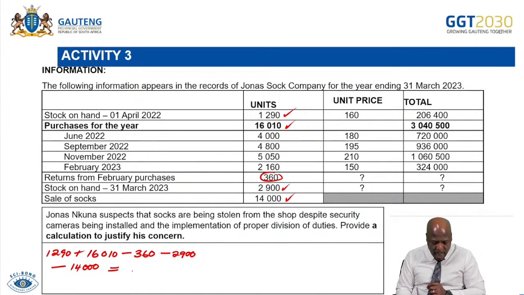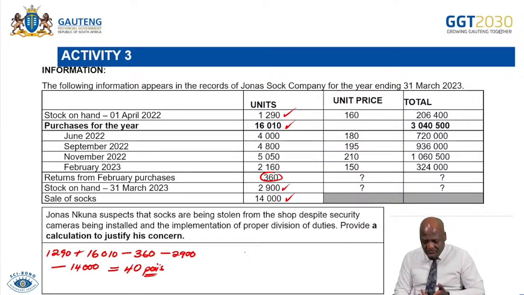But on your calculator, how many units do you get? 40. So that means we have 40 pairs that were stolen. These are pairs. 40 pairs that were stolen.